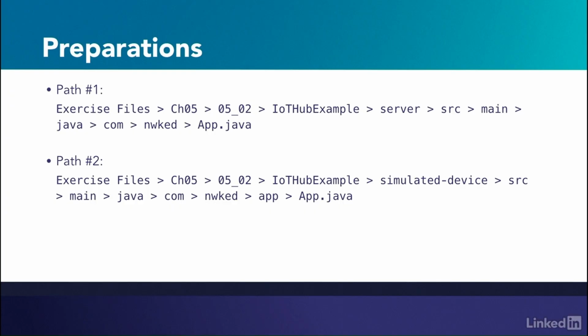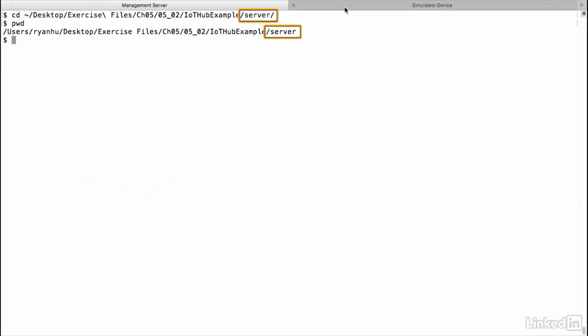The paths to the two Java program files are shown here. One is for the server app, and the other is for the simulated device app. I also opened two terminal windows. One is navigated to the directory of the server app, and the other is navigated to the directory of the simulated device app. The paths to the two directories are shown here.